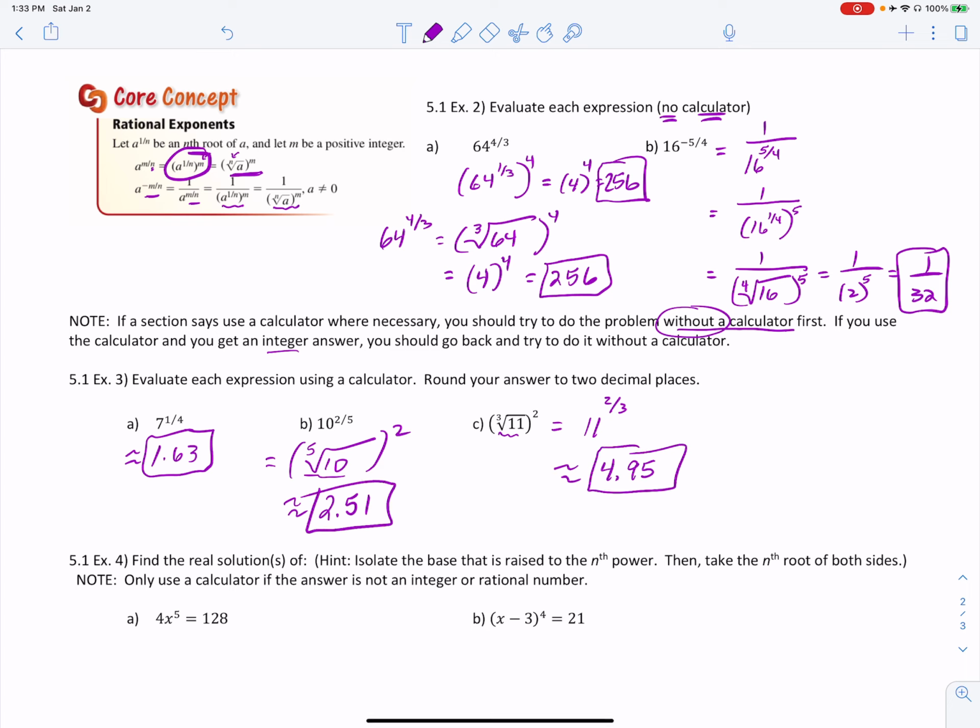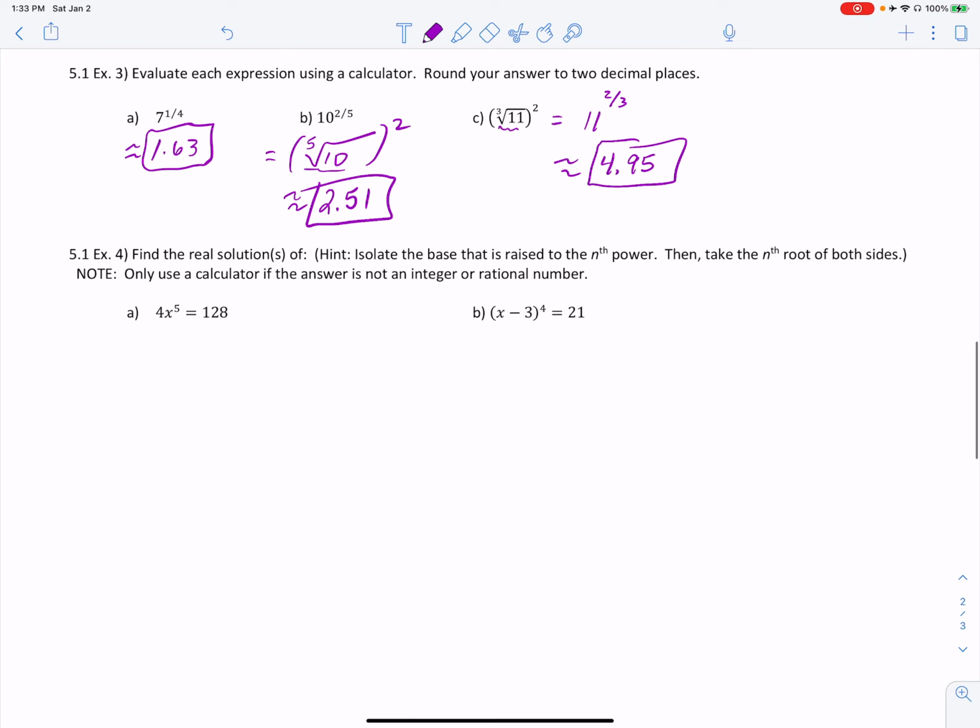So approximately equal to, and make sure you copy down the original problem. The original problem. All right, and then example 4.